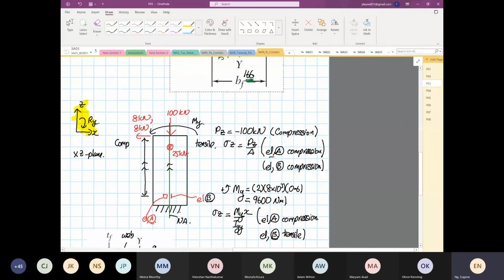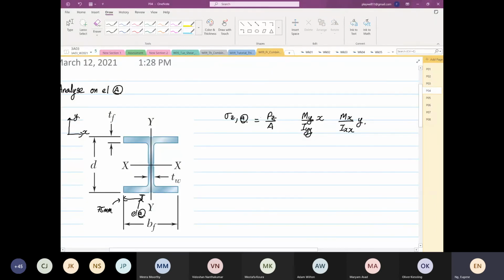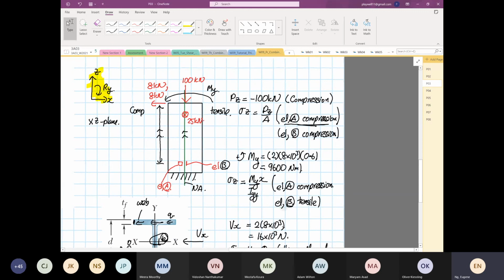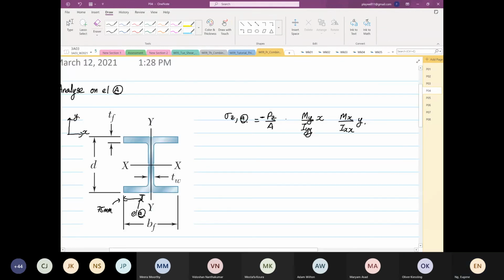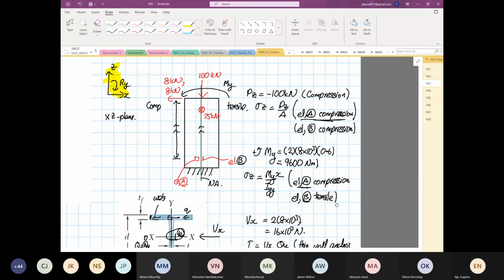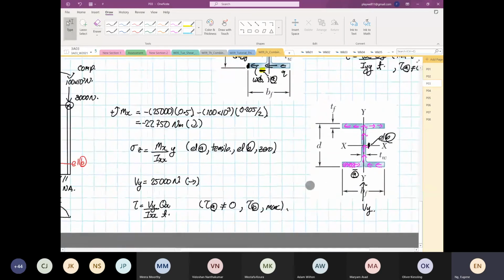Based on where, let's look at Pz. Pz at element A will induce a compression, so you put down minus. Then we look at moment about y. Moment about y at point A will also be compression, so you just put down minus. And then moment about z at element A will be tensile.